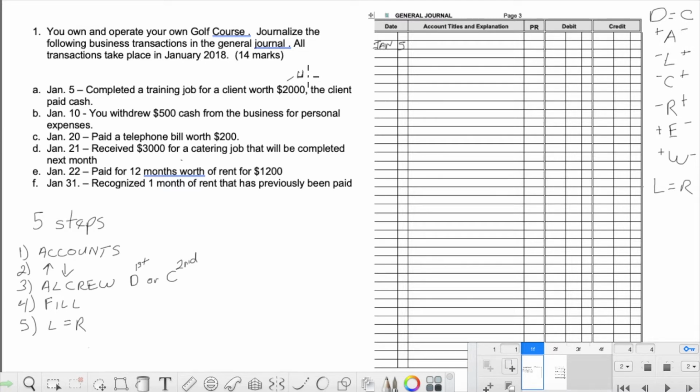So cash is 1. Remember, a lot of the hints are sometimes given right in the transaction itself. So cash is 1. And what is it when we complete a job? Service revenue, right? Okay. Now, going back to our steps, do the accounts go up? So we completed a job and the client paid cash. So did our cash go up or did it go down? It went up. And did our service revenue go up or did it go down? It went up as well.